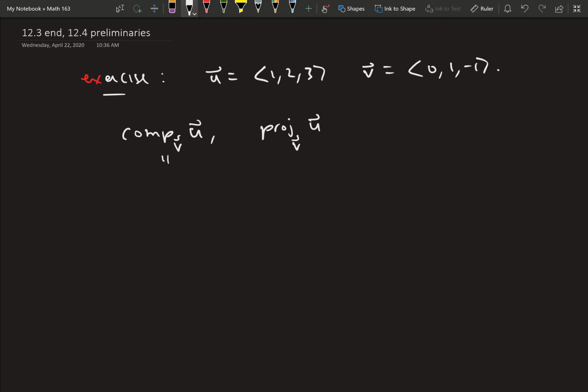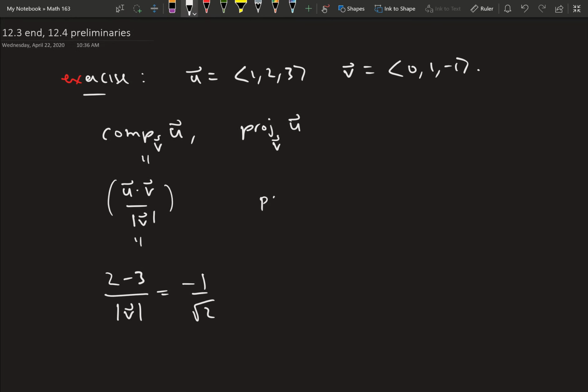And remember, this was u dot v over the length of v. So this is just, well, u dot v is 2 minus 3. That's divided by the length of v, which is negative 1 over the square root of 2.